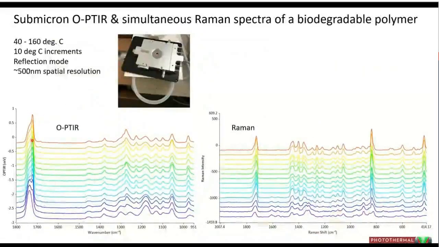And just some spectra. So that's that similar PHA material, the biodegradable polymer, the bioplastic, and we've gone from 40 to 160 degrees in reflection mode. These are raw spectra, right? So we go from the top here, which is at around 40 degrees, and as we go up in temperature, the peaks change. We go from crystalline phase to a purely amorphous phase, and we see exactly the same information, well, in a more complementary sense in the Raman.